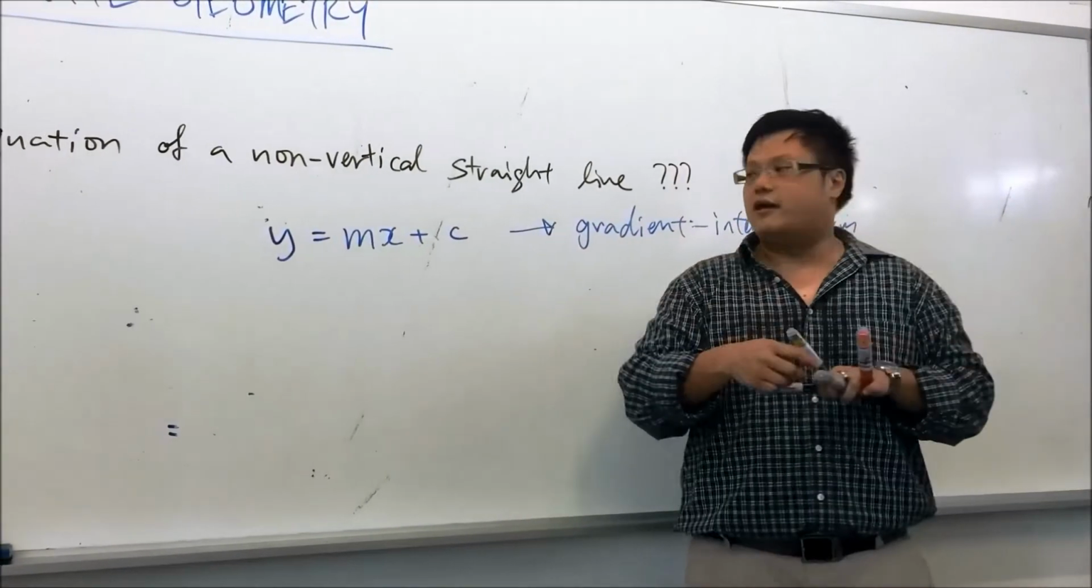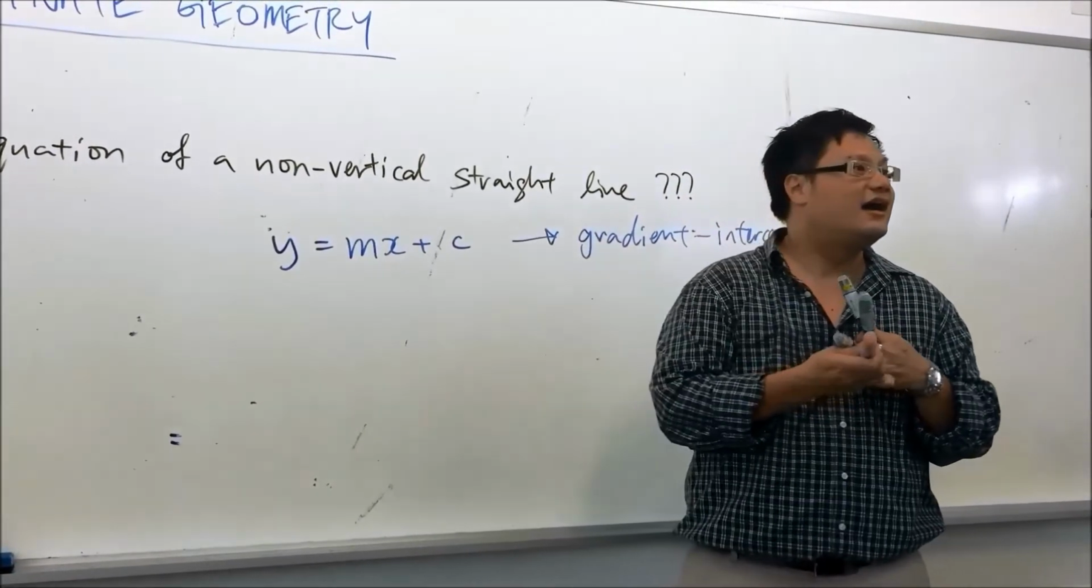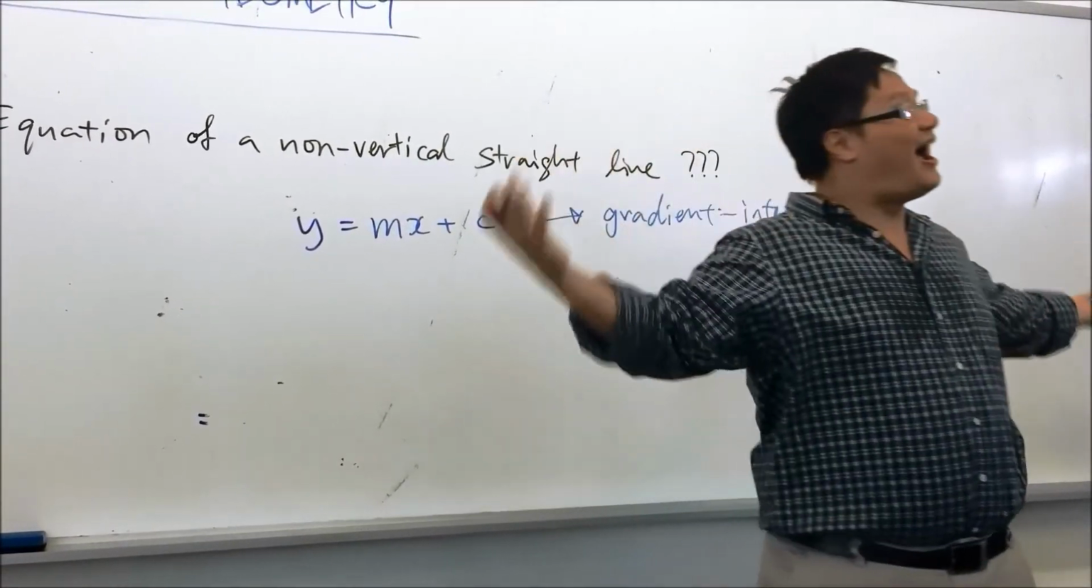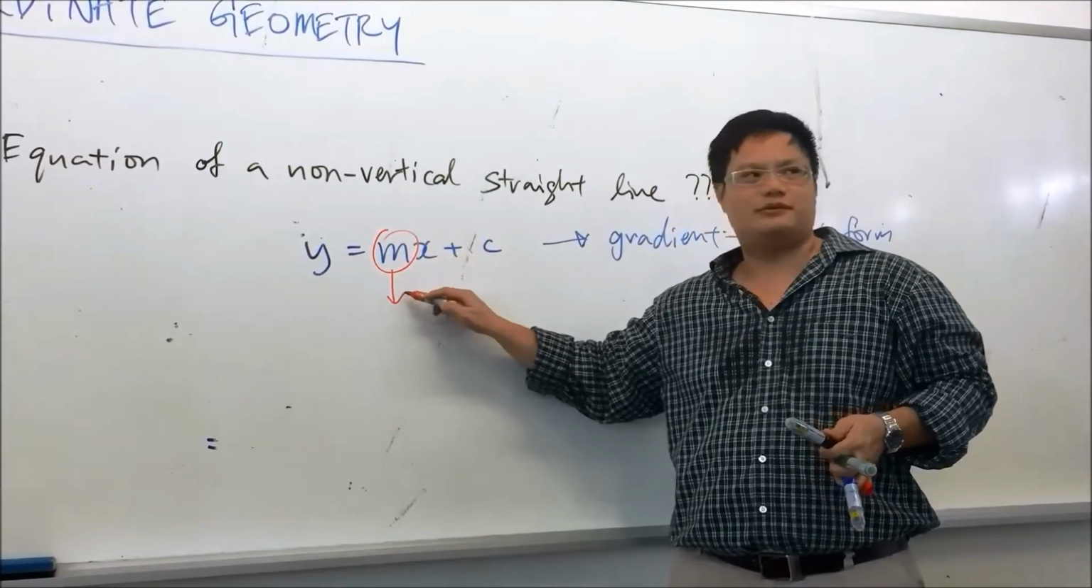Is that alright? Okay, so the m here represents something. What does the m represent? M represents the... loud and clear. Gradient. Thank you. Thank you for being so loud.